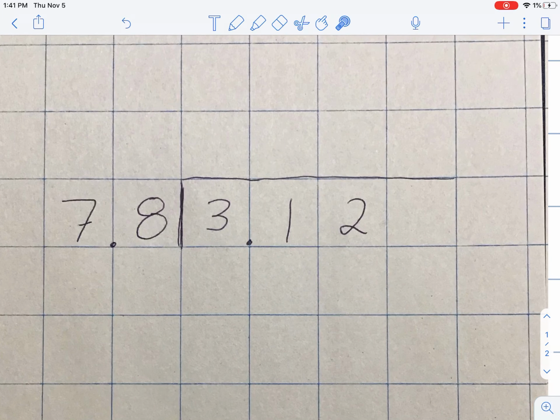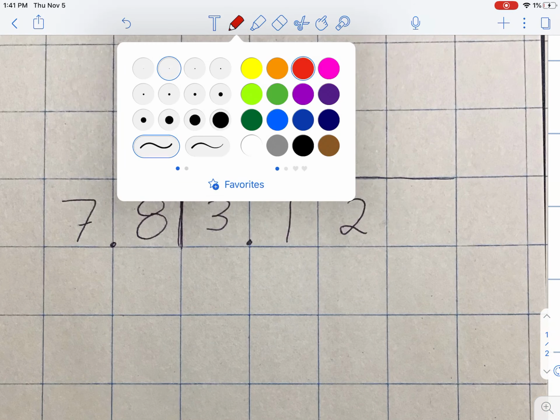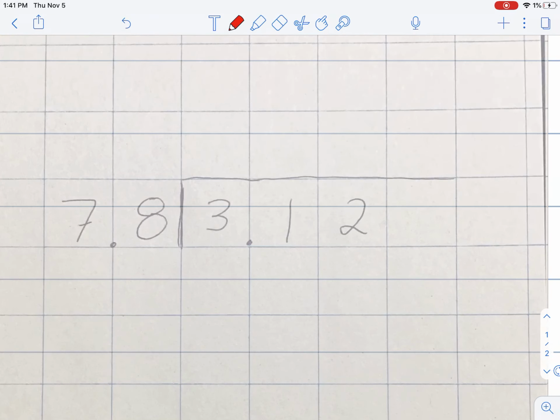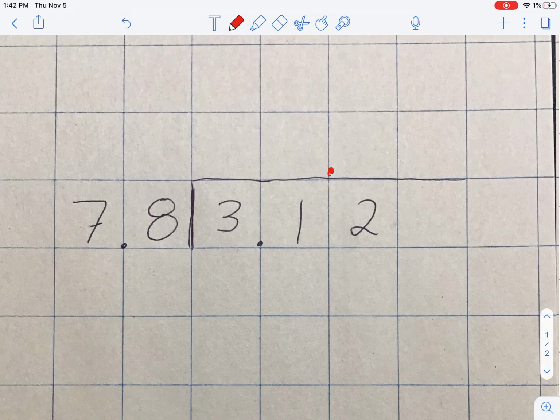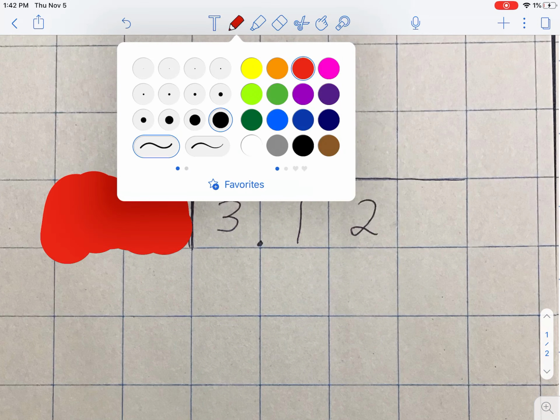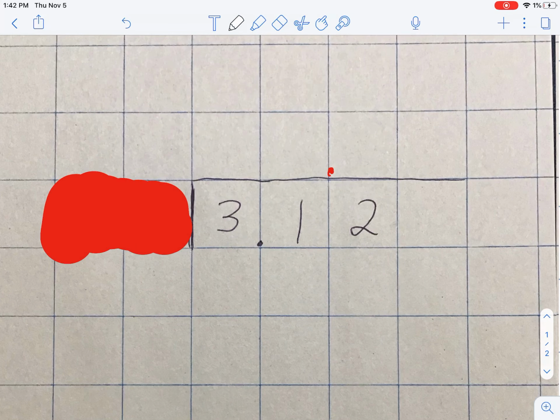Here, this is the one we need to make a whole number. In order to do that, we move it once, which forces this to do the exact same. Bring our decimal place up. And now you have a 78. I'm going to make that a 78 because I don't like the 7.8. It looks weird. Okay, so we're going to make that a 78.